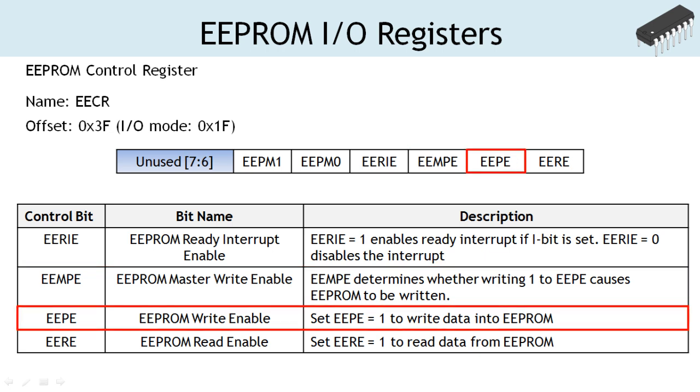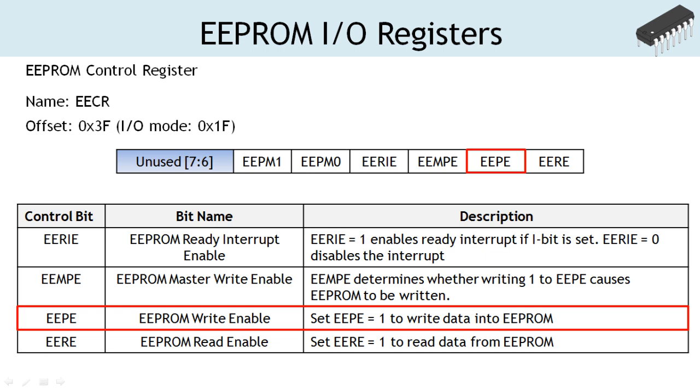The EEPROM program enable signal, that is EEPE, is the write strobe to the EEPROM. When address and data are correctly set up, the EEPE bit must be written with logic 1 to write the data into EEPROM memory. The EEMPE bit must be written to 1 before EEPE is written to 1, otherwise the write operation does not take effect.